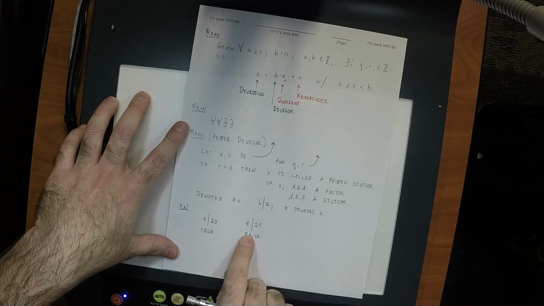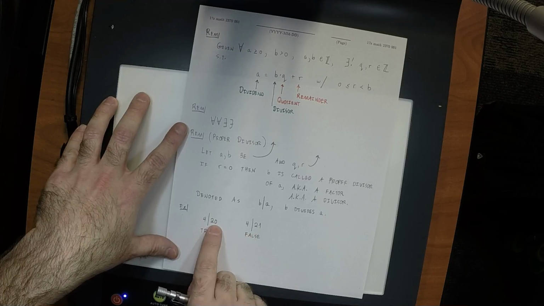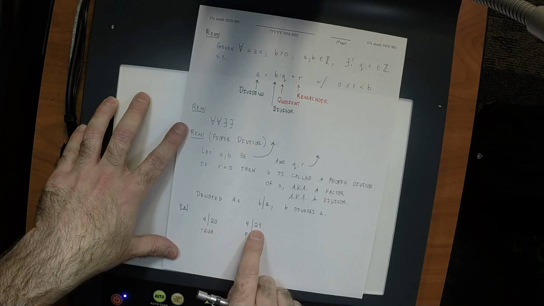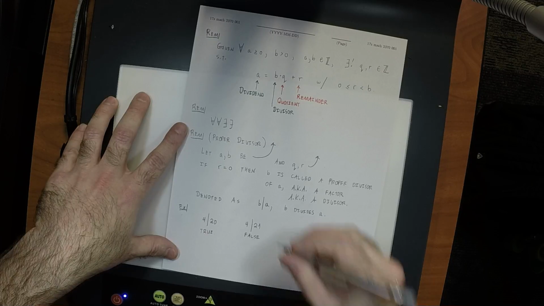Right. This is a predicate. It either evaluates to true or false. So 4 divides 20 is true. 4 divides 21 is false. And that's it.